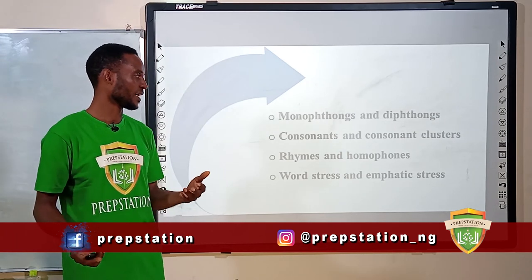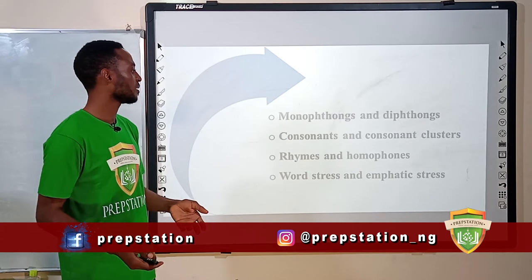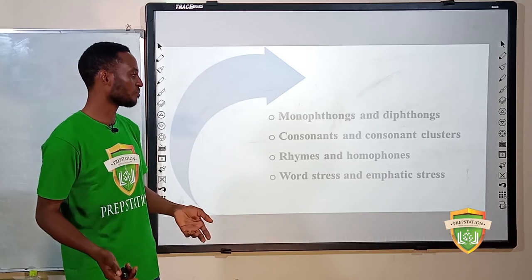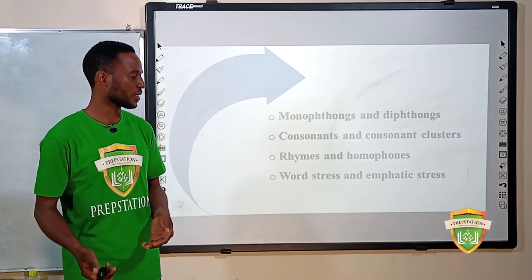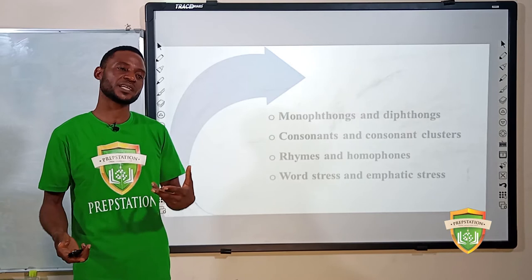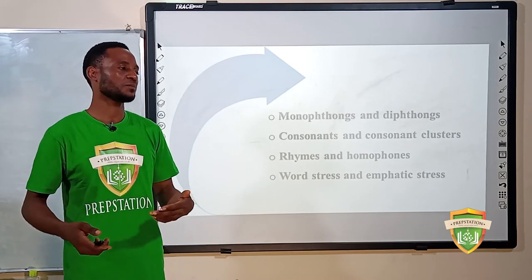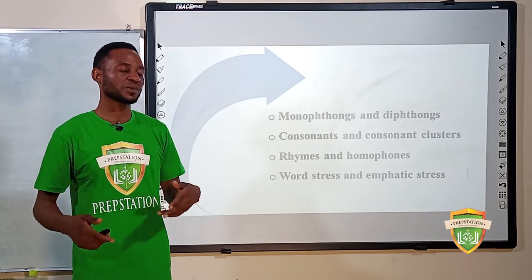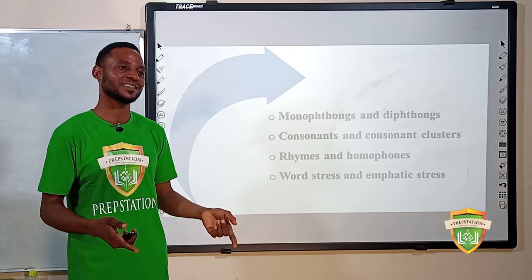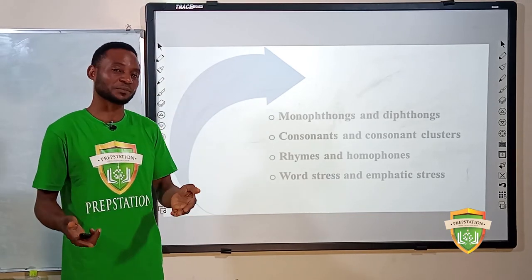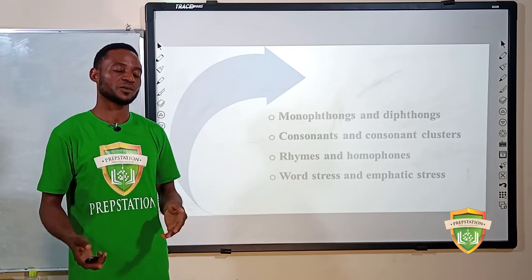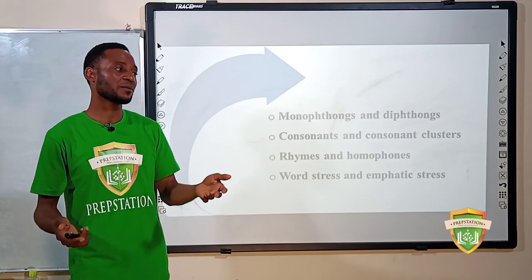And then we said your exams also cover something on rhymes and homonyms. We talked about that. We also talked about word stress and emphatic stress. And I mentioned to you that for monosyllabic words, words that contain just one syllable, stress is not a problem because the stress, the primary stress, falls on the only one syllable of the word. That's why it's monosyllabic. But then you start having some issues where you have bisyllabic words, polysyllabic words. You know, when it comes to polysyllabic words, your problem multiplies.